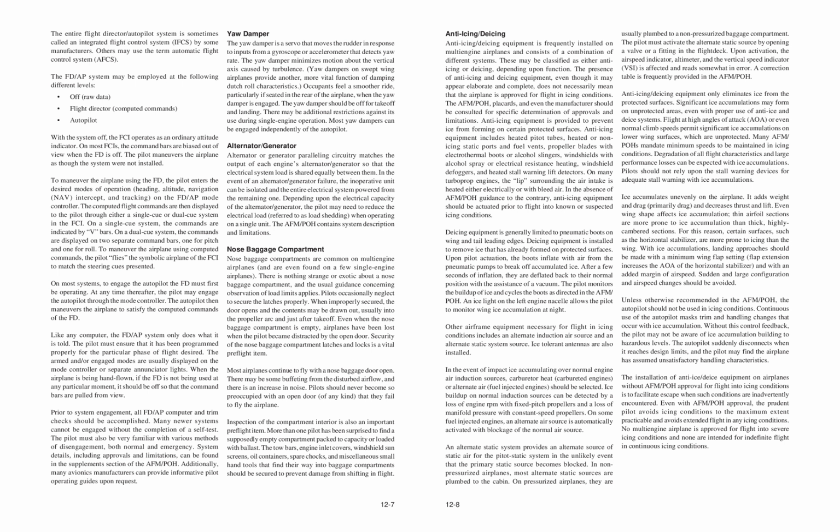An alternate static system provides an alternate source of static air for the pitot-static system in the unlikely event that the primary static source becomes blocked. In non-pressurized airplanes, most alternate static sources are plumbed to the cabin. On pressurized airplanes, they are plumbed to the outside.